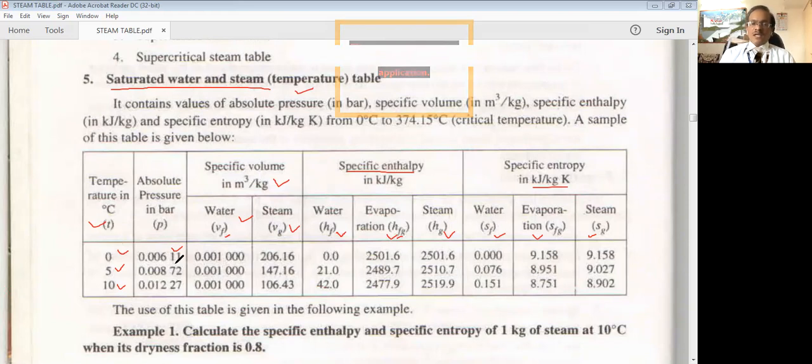But when we have to calculate the property value for wet steam, it is based on the property values we can read from the steam table for the water as well as for the dry steam. On the basis of some formulas, which I will show you, we can calculate the value of enthalpy, specific volume, and entropy. The table you will see here.